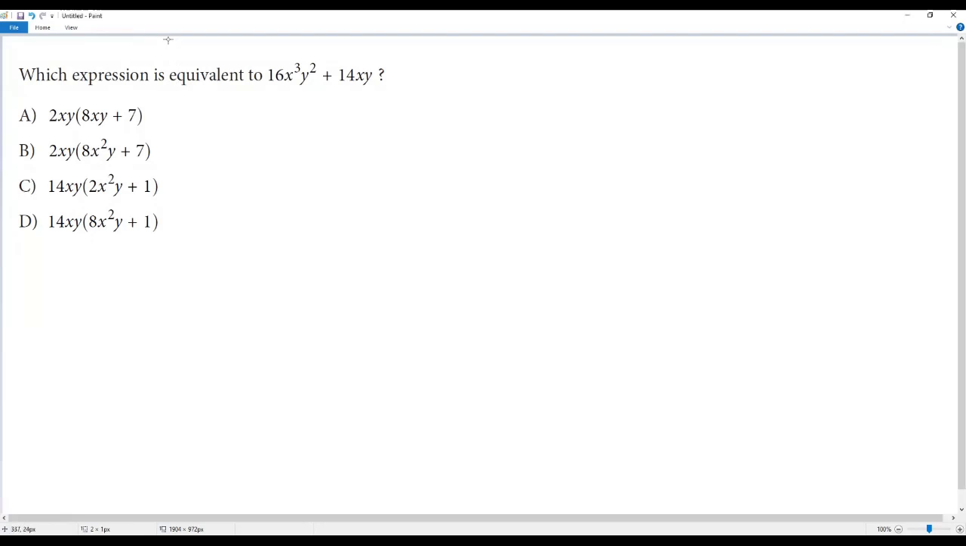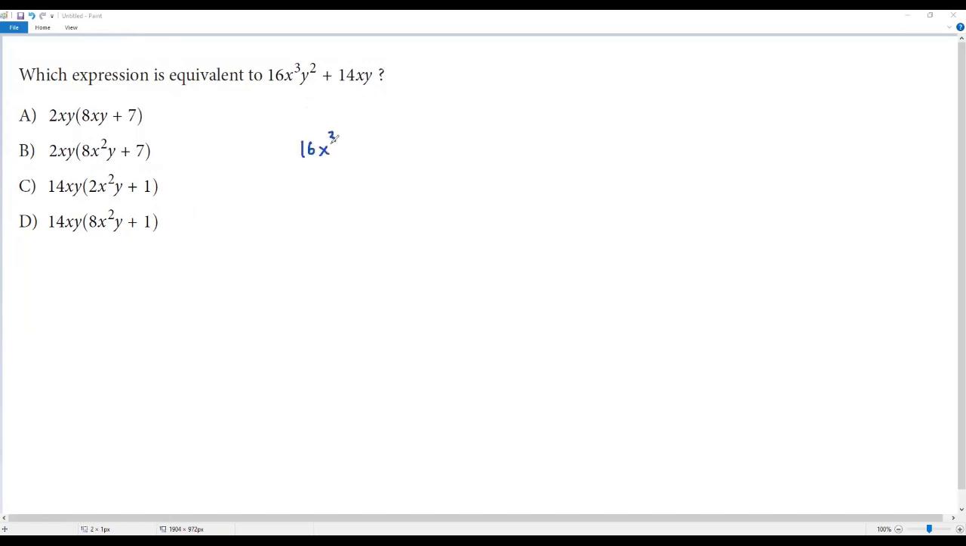Which expression is equivalent to 16x³y² + 14xy? When I go over the answer choices to get the equivalent expression for this one, in each answer choice we have the factored form of the expression. So now we have to factor the expression we have over here.